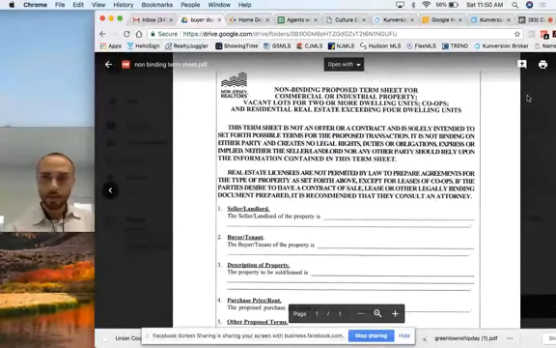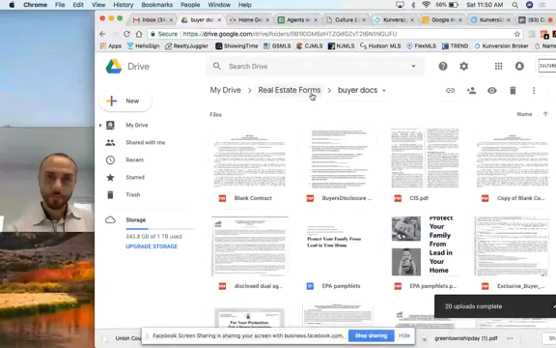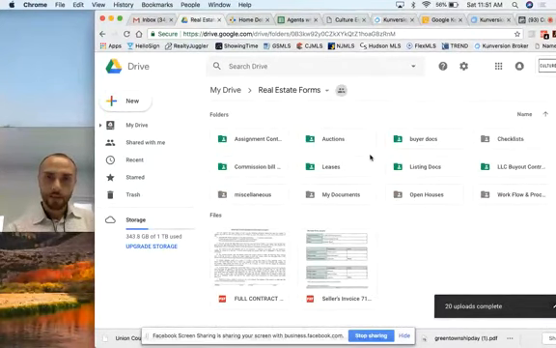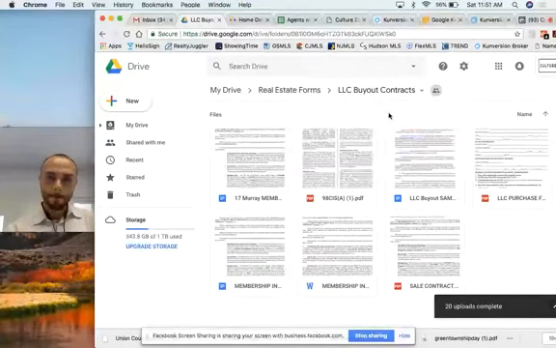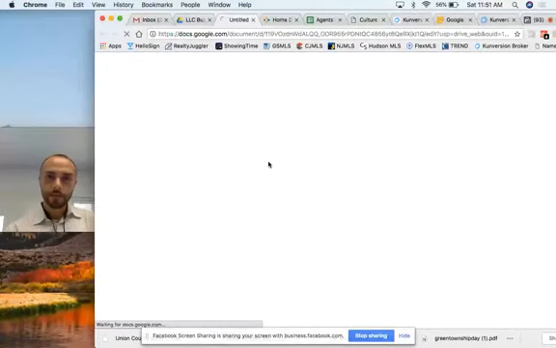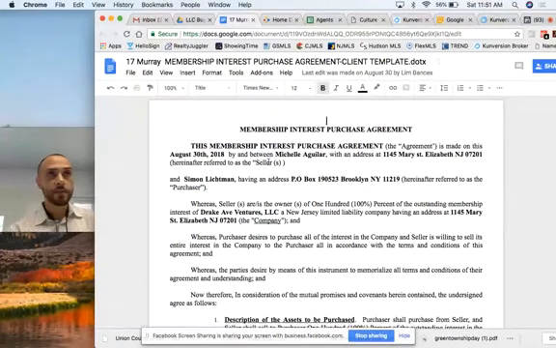Next one, which is a little more advanced, but nonetheless, I would not want you guys to not understand it, would be an LLC buyout contract. Now let me show you an example of an LLC buyout contract. Okay, what an LLC buyout contract is, is a sale of a business. It's not the sale of a property.